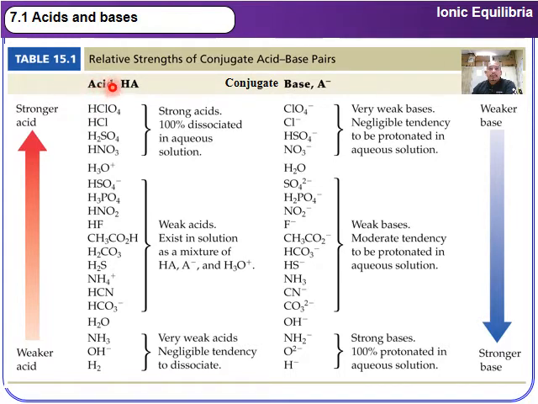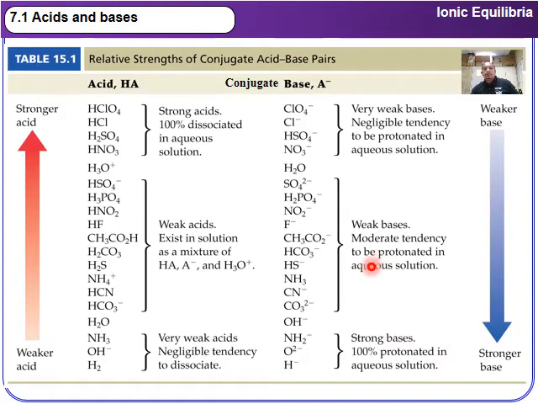Right, here is the relative strength of conjugate acid and base pairs. As we can see, a very weak base has a negligible tendency to be protonated in aqueous solution. Examples are ClO4 minus, Cl minus, HSO4 minus, and NO3 minus, because they come from strong acids, which dissociate completely, 100% in aqueous solution, such as HClO4, HCl, H2SO4, and HNO3.